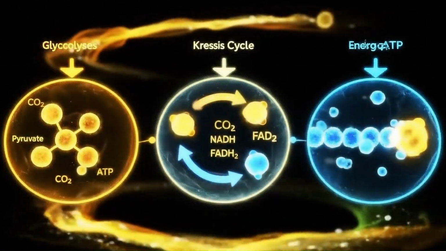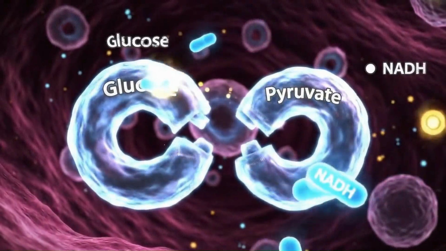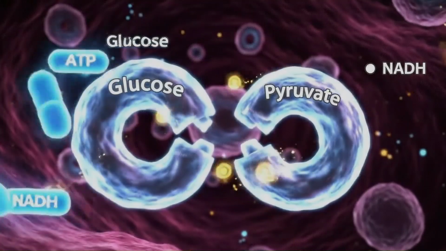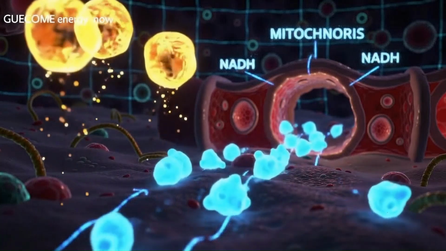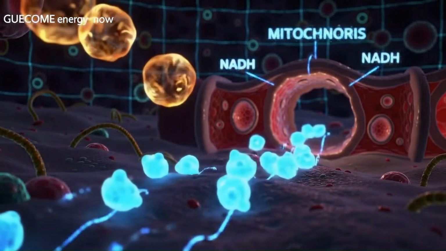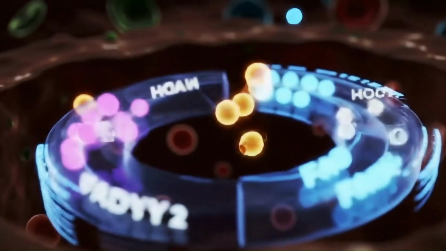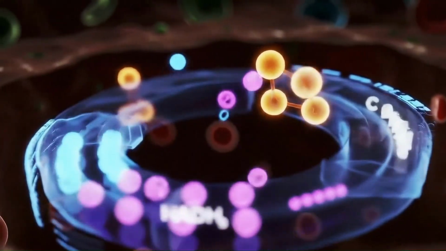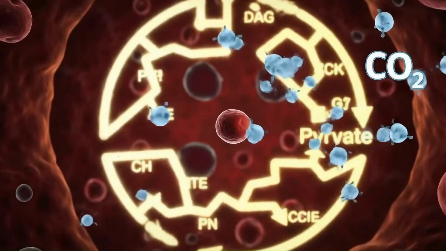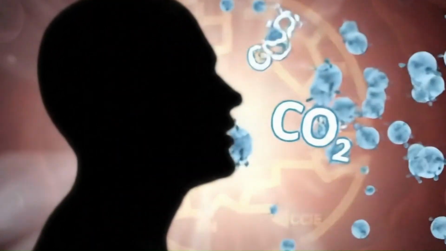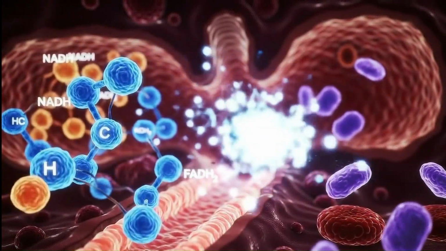Glycolysis. In the cytoplasm, a single glucose molecule is split into two smaller molecules called pyruvate. This step produces a small amount of ATP and energizes electrons that are carried by NADH. Krebs Cycle. The pyruvate enters the mitochondrion where the Krebs cycle begins. Here, carbon atoms are released as carbon dioxide, the gas you exhale with every breath. More electrons are captured by carriers like NADH and FADH2, storing energy for the next step.